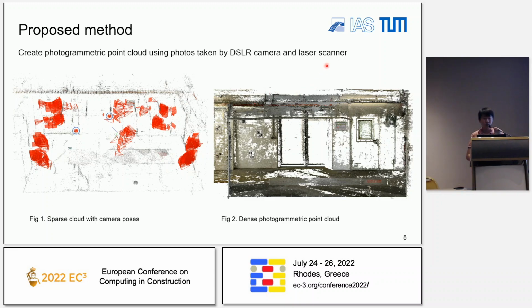As you can see in these two, the first image is the sparse point cloud with camera poses in the photogrammetric process. The blue circles are the camera poses estimated by the laser scanners, and the rest are the camera poses of the images taken by the normal camera. And the right figure is the dense reconstructed photogrammetric point cloud.